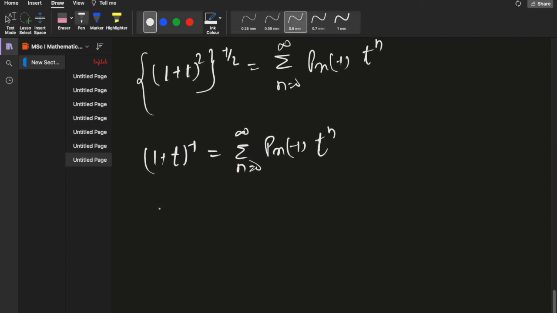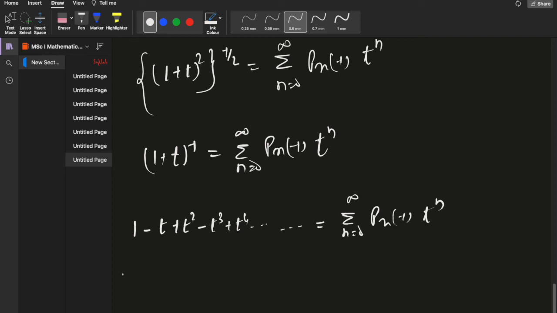Just expand the left hand side. So the power is minus 1. It will give me 1 minus t plus t square minus t cube plus t4, alternating signs, which is equal to the summation n from 0 to infinity P_n(-1) t to the power n. In our question we need to calculate P3 for minus 1. So this is for P0, this is for P1, this is for P2 and this is for P3.